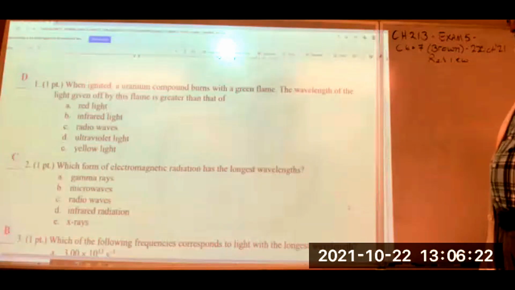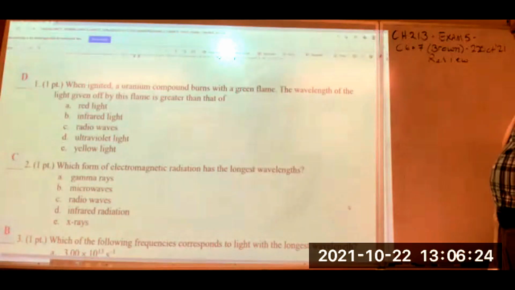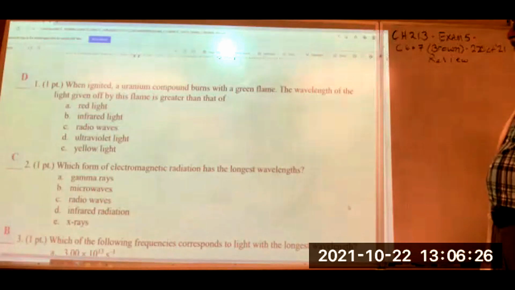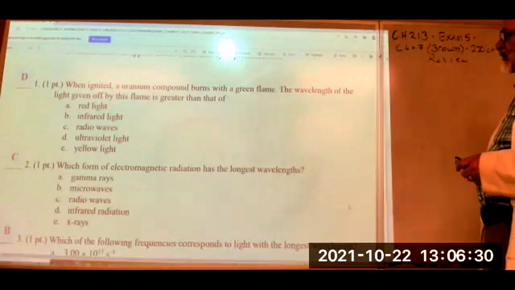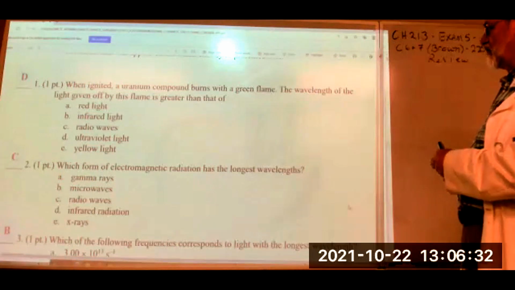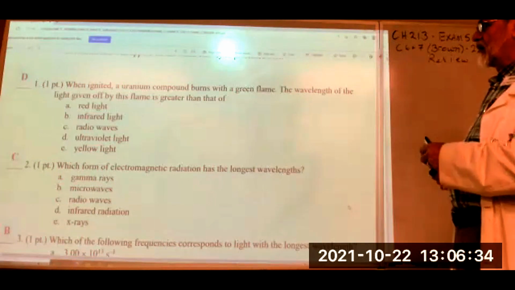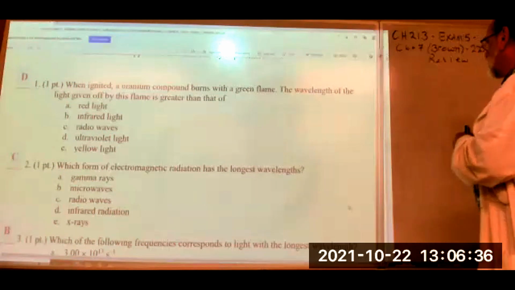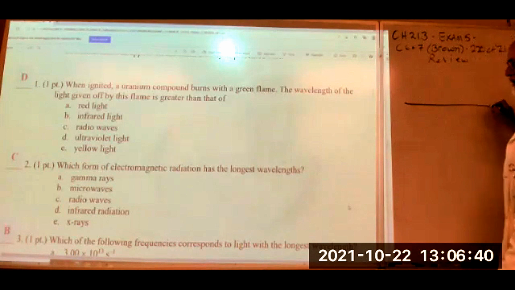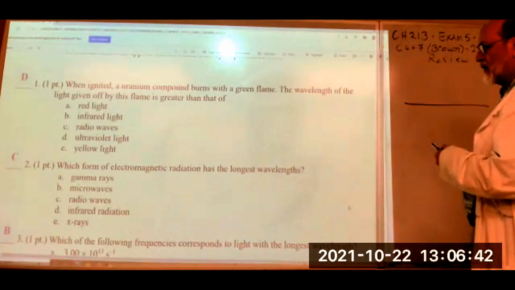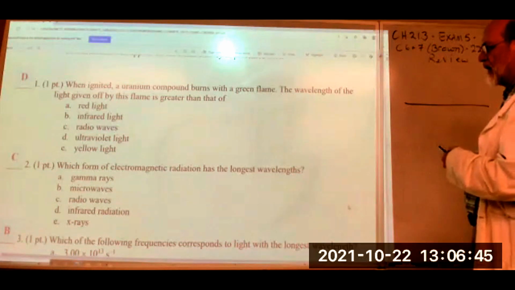When ignited, that must be fun. Uranium burns, compounds burn with a green flame. The wavelength of light given off by this flame is greater than that of. So let's think of how. Let's see, what do we have to choose from? Red, radio, infrared, ultraviolet, yellow.